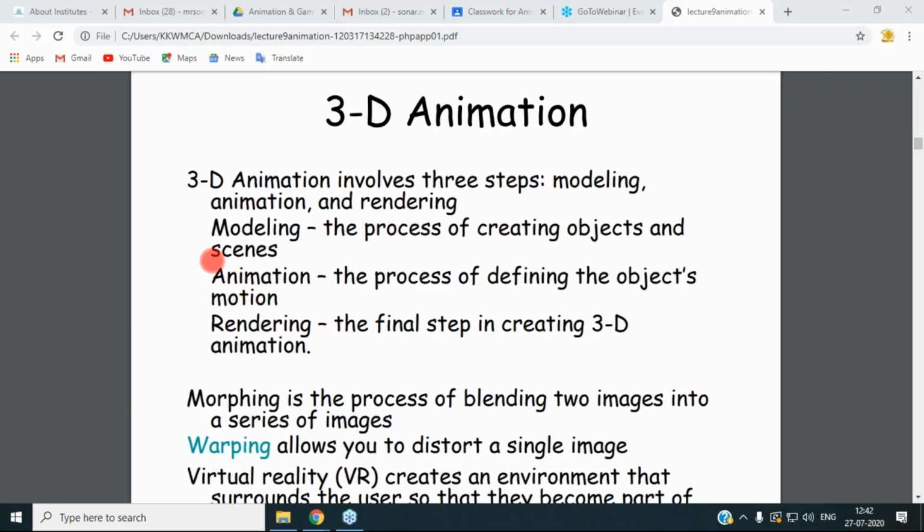Of course, we have to study all these things in detail: what modeling, animation, and rendering mean. But right now we are just trying to focus on the terms which are generally used in animation. So in animation, there are terms such as cell animation, path animation, 2D animation, 3D animation, and computer animation. Similarly, there are some other terms which are generally used. You are able to see them on the screen.